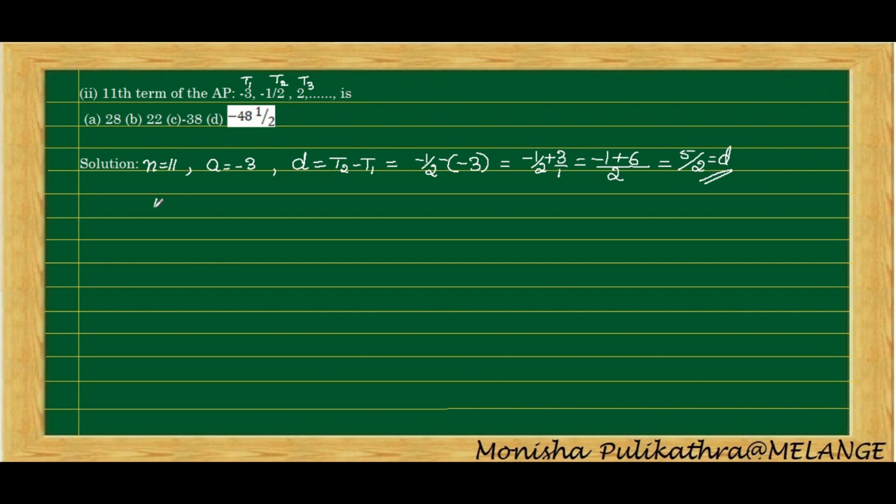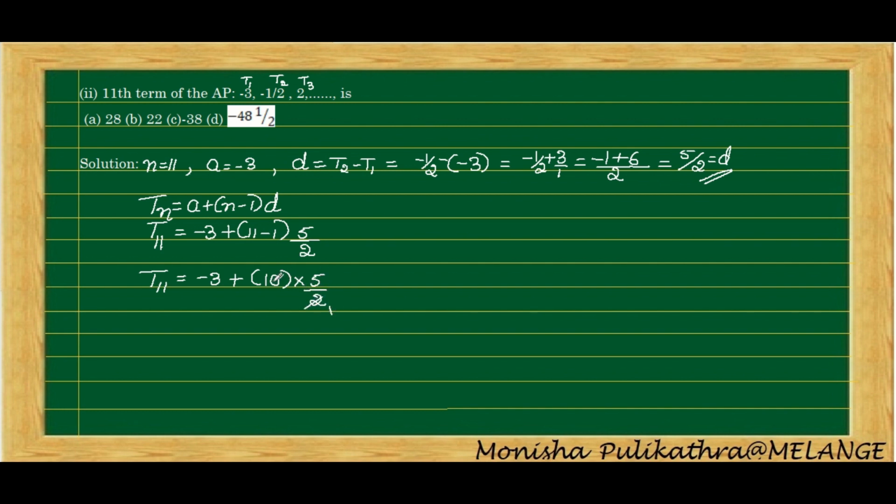Next, moving on to the solution. The formula is Tn is equal to A plus n minus 1 into D. Here Tn we need to find out, where n is 11, A is minus 3, n is 11 minus 1, and D is 5 divided by 2. So this is the substitution. Next, T11 is equal to minus 3 plus 11 minus 1 is 10 into 5 by 2.